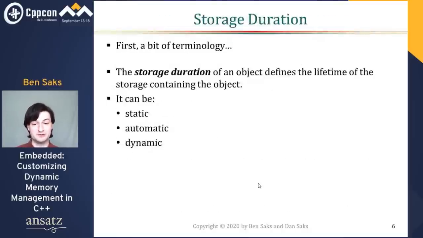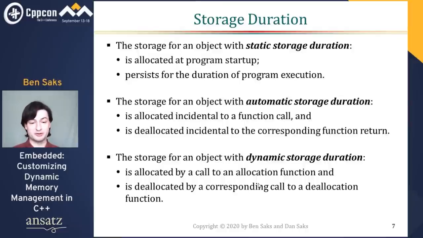Okay, first off, let me just make sure we're on the same page. When I talk about objects, objects in C++ have a storage duration, which is the lifetime of the storage that contains the object. It comes in three flavors: static, automatic, and dynamic. Static storage duration is for objects that are created when the program starts up and last for the duration of the entire program, which for a lot of embedded systems is going to be just indefinitely. A lot of embedded systems don't shut down the same way that you close Microsoft Word. So for embedded systems, static storage duration is often essentially the entire life of the program. Essentially indefinite.